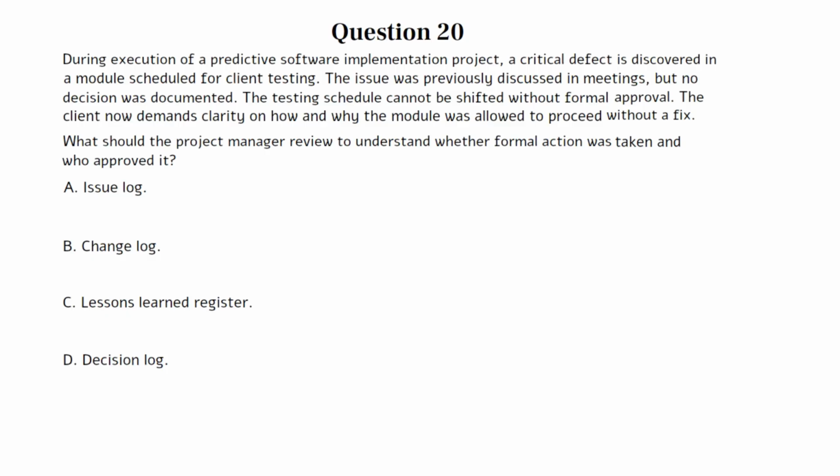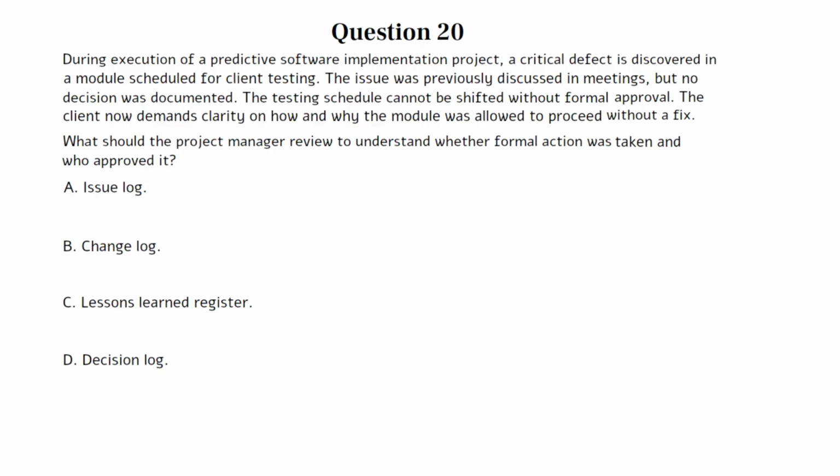Question 20. During execution of a predictive software implementation project, a critical defect is discovered in a module scheduled for client testing. The issue was previously discussed in meetings, but no decision was documented. The testing schedule cannot be shifted without formal approval. The client now demands clarity on how and why the module was allowed to proceed without a fix. What should the project manager review to understand whether formal action was taken and who approved it?